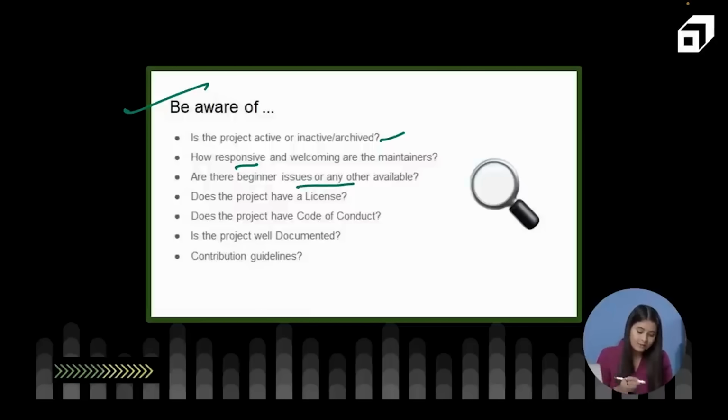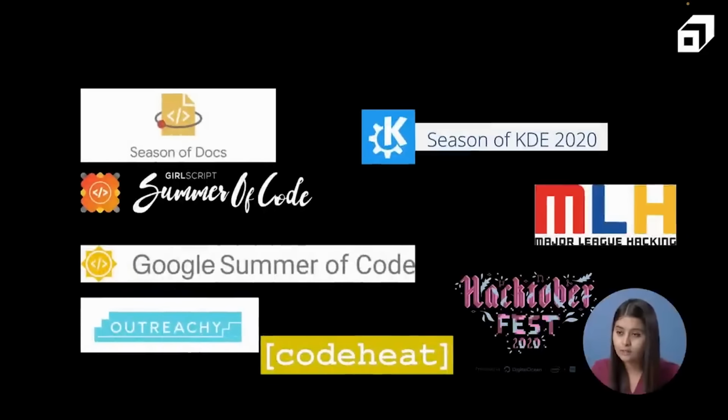Are there beginner friendly issues available in that particular project or not? Because you will start your journey as a beginner only. It's important that in the beginning you have a good experience. So check for the beginner friendly label issues. Are there such easy issues for you to get started with or not? And does the project have a license, code of conduct? Are the contribution guidelines well documented or not? These are very, very small things, but they matter a lot, especially if you are a beginner. So make sure you check out all these things.